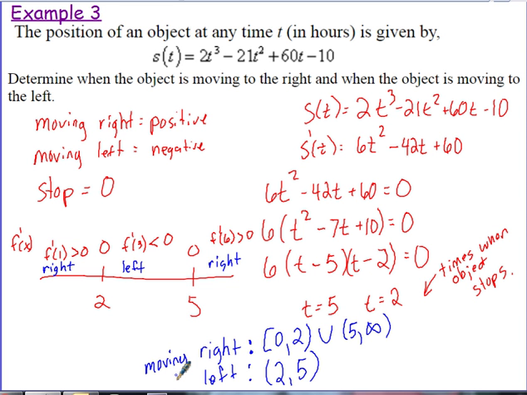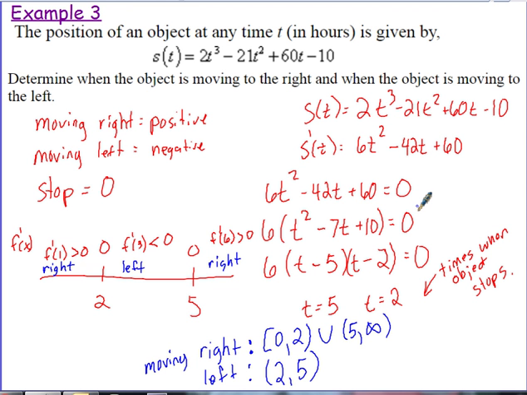But because it's moving left and right, I also had to consider that at certain points it's going to stop. And if it's stopping, then I know its derivative is equal to 0. So these are the important parts. And then we just did the algebra. Here's my function. Here's my derivative, 6t squared minus 42t plus 60. If I wanted to find out where it stops, what did I have to do? Set it equal to 0 and solve.